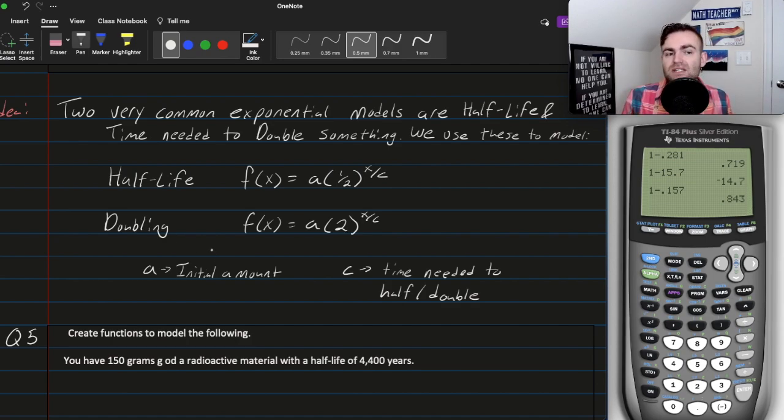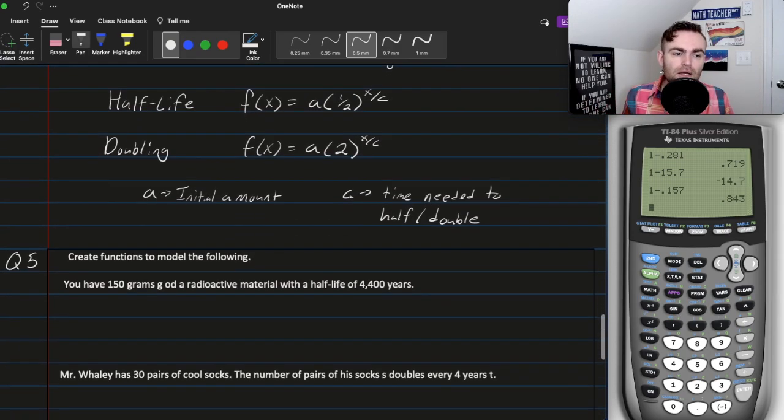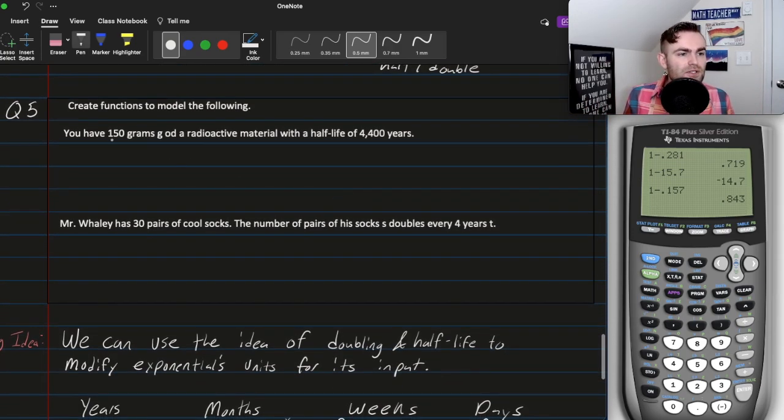The weird part is we have now a rational power where the denominator of the power is the time needed to half or double, because we're not always measuring in that amount of time. Maybe x is in years and the half-life is 5 years, so it would be x over 5. Not too bad. So let's make some functions.